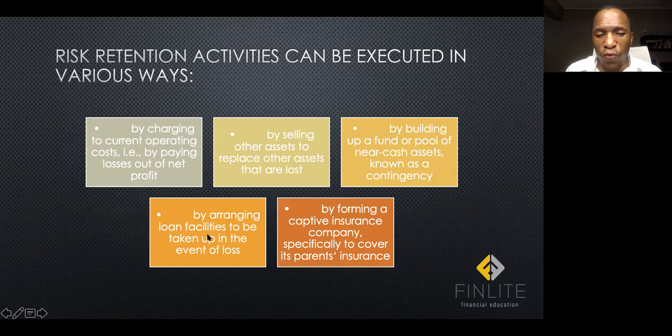By arranging loan facilities to be taken up in event of loss, I spoke about this as well. That could be another method of actually retaining risk. By forming a captive insurance company specifically to cover its parents' insurance. Sometimes this happens in huge companies that have to pay huge premiums per month. They would rather set up an insurance company to cover everything that has to do with it. So it becomes two companies that are benefiting from each other.